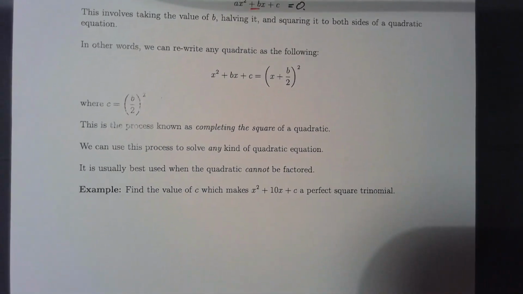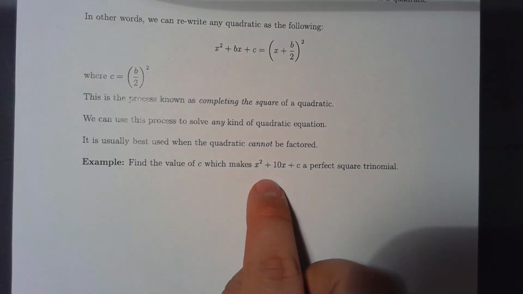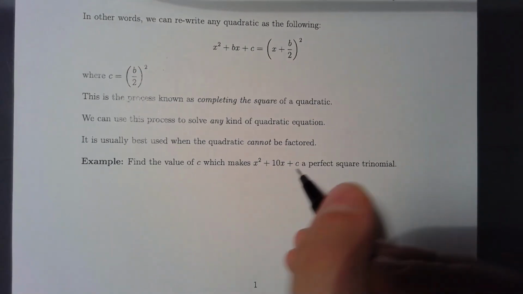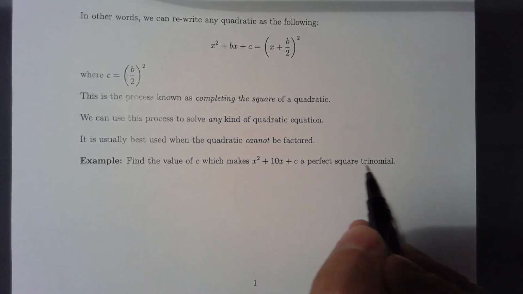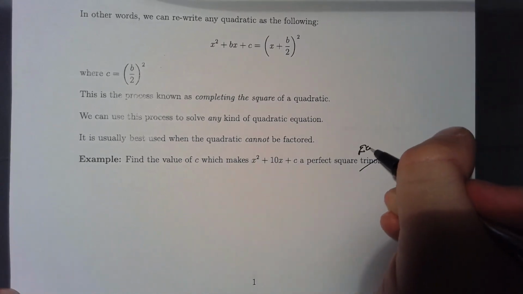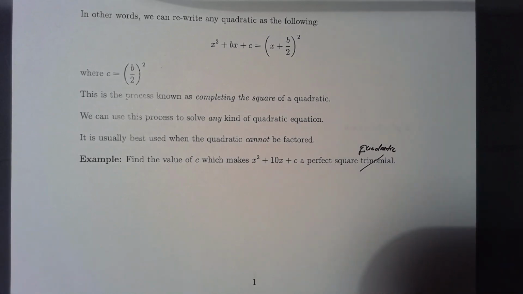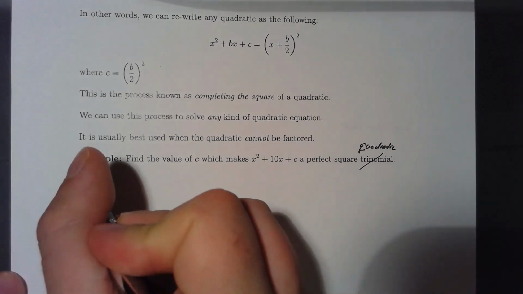So what we're going to do in this little warm-up exercise is we want to find the value of c here that makes this a perfect square trinomial, or basically a perfect square quadratic. So the way we're going to do that is we're going to do completing the square.